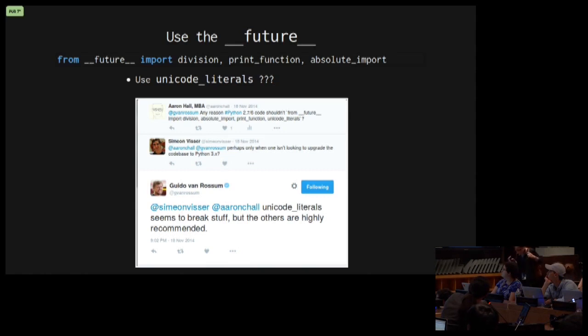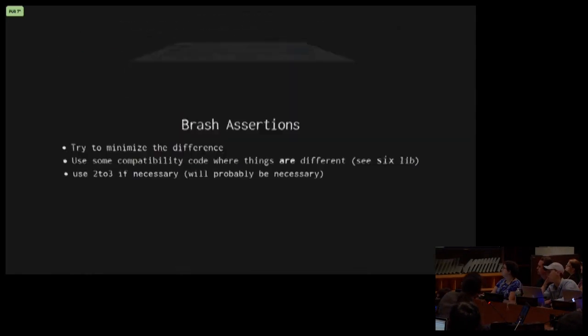I got really lucky on this one, and Guido van Rossum actually responded to me. He said he highly recommends these three. Unicode literals, he says, tends to break stuff. I'm not sure. That's one of the reasons it's taken so long to get Twisted ported into Python 3. So, I'll take his word for it.